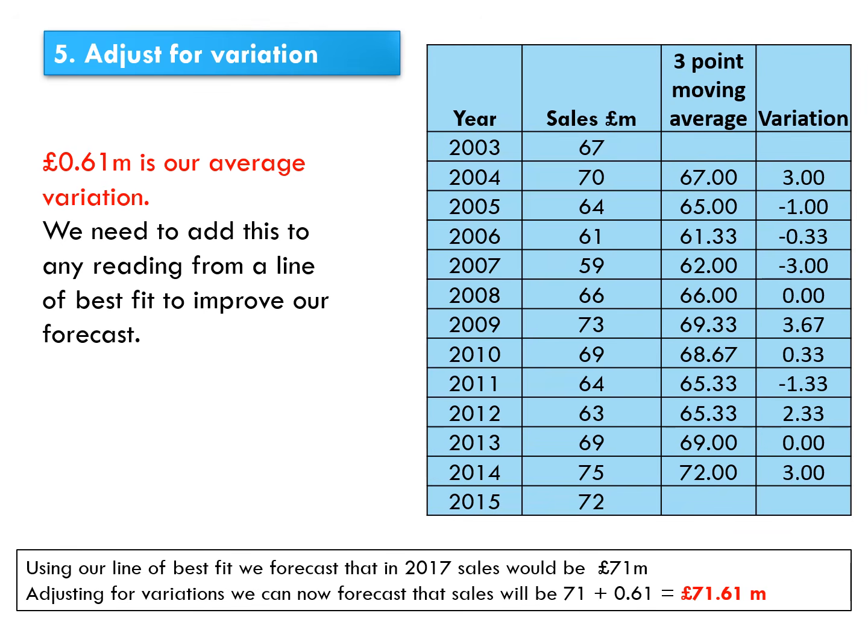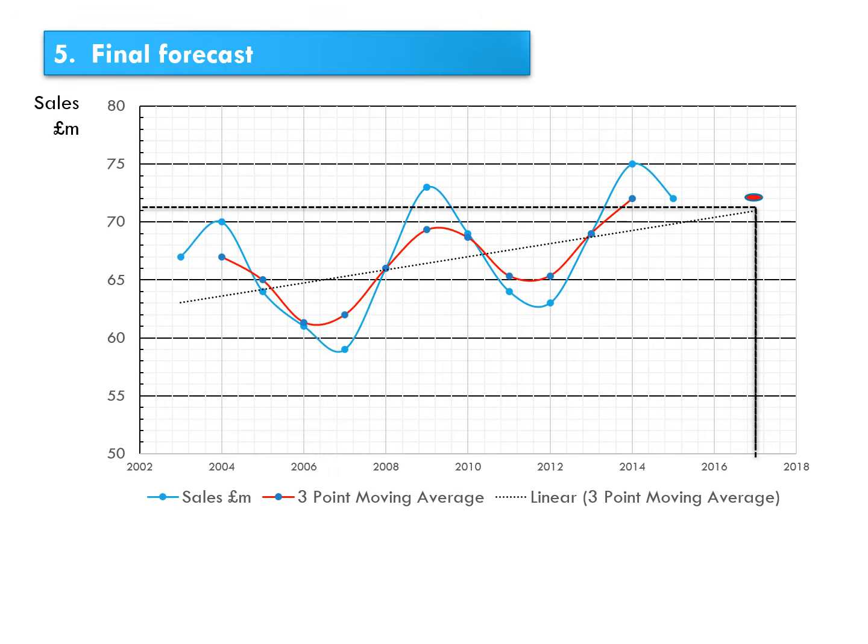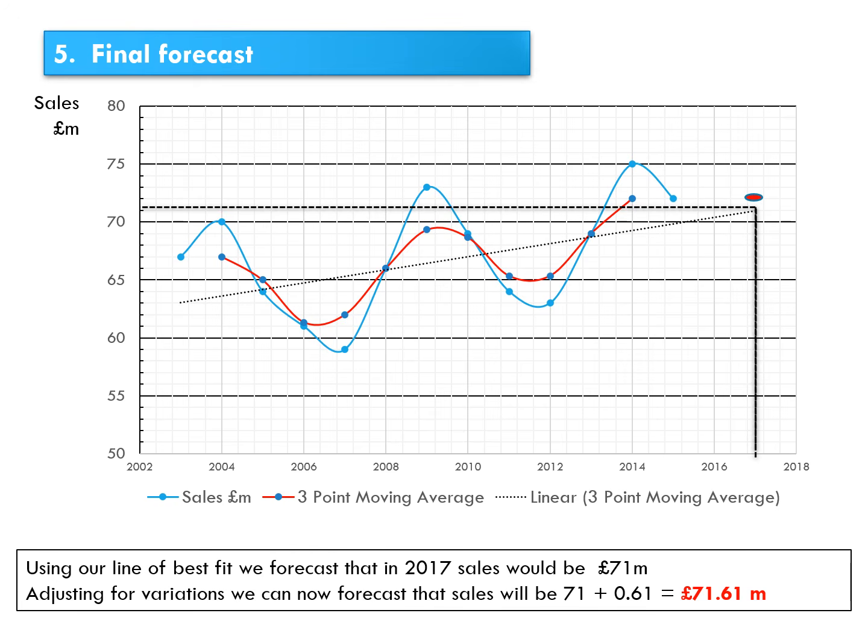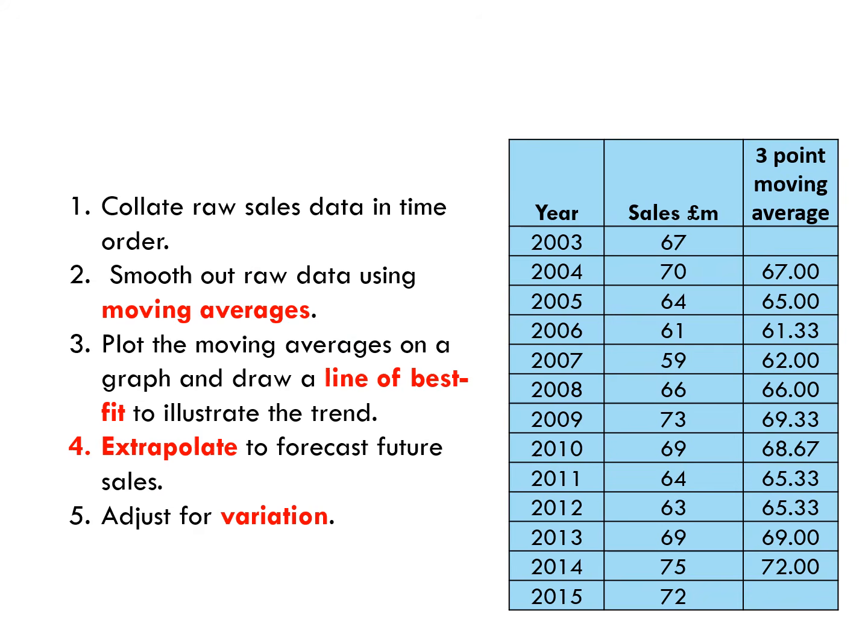So my final prediction for 2017 would be 71 million from my line of best fit plus 0.61 based on my average variation. So if I include this now, my final prediction for 2017, my final forecast, I take my line of best fit, which I've extrapolated from my moving average, and then I add on, I adjust for the variation between my moving averages and what's actually happened in the past. And so my prediction for 2017 will be 71.61 million as a sales forecast. So there we have it. That's how we perform a sales forecast using time series analysis.